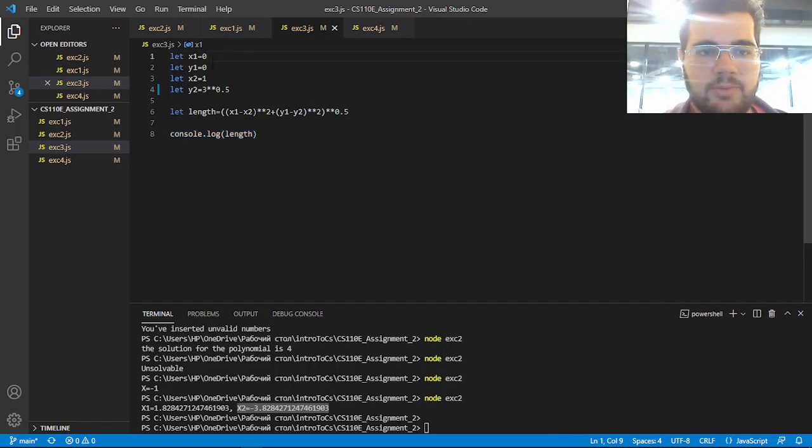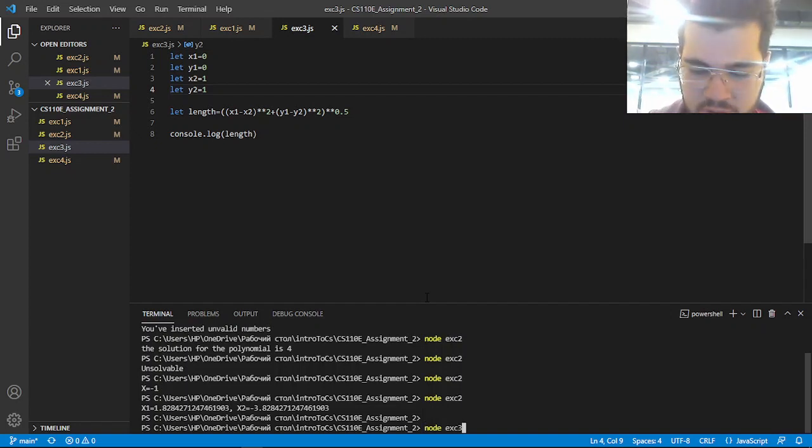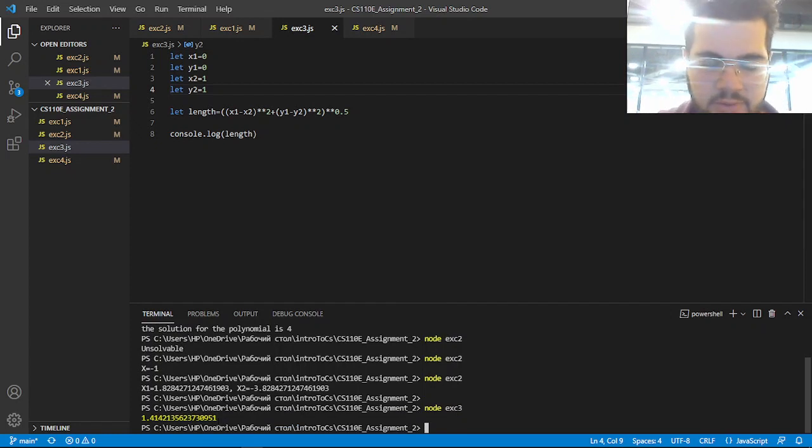For example, if we pick 0, 0 for the first point, and the next point, for example 1 and 1, the length of the line between these 2 points will be the square root of 2, or 1.4 with something. And if we execute this program, it will print the right answer.